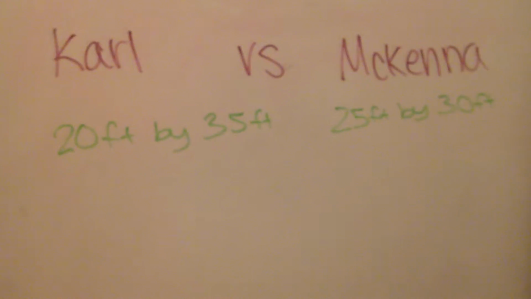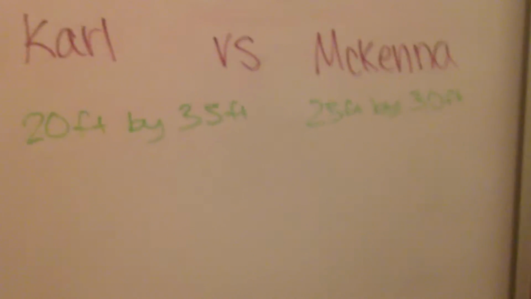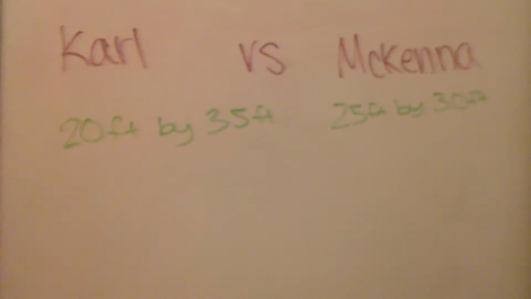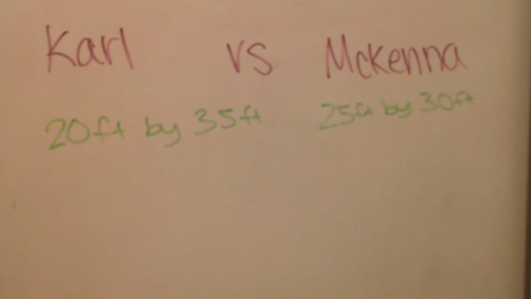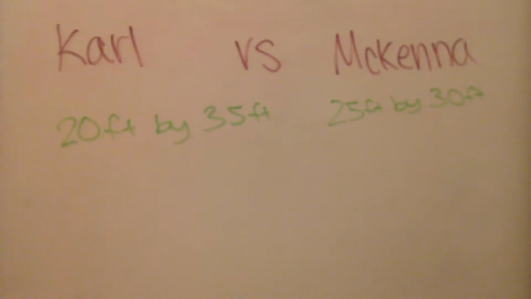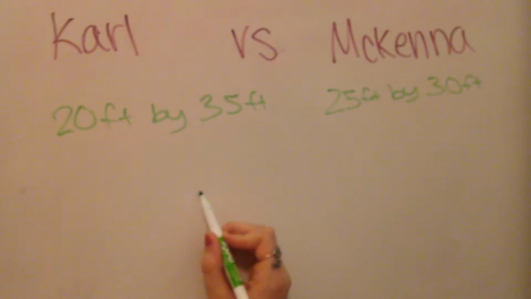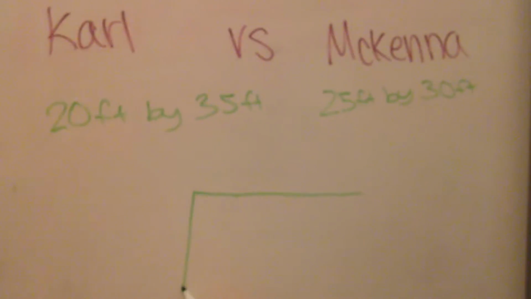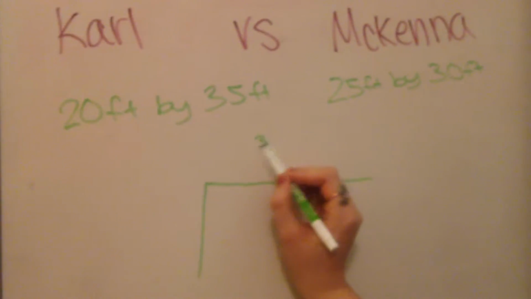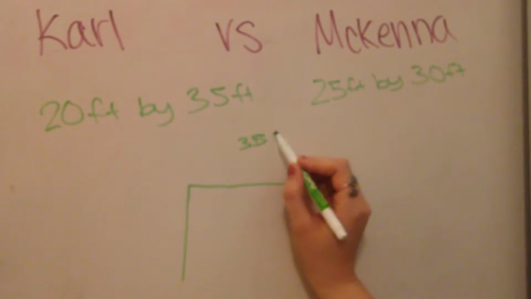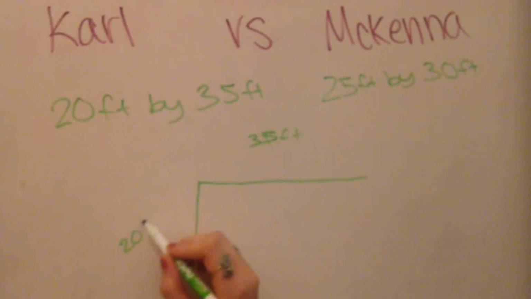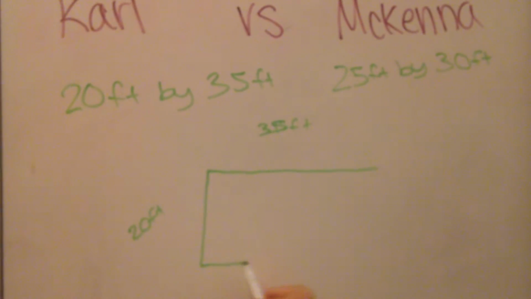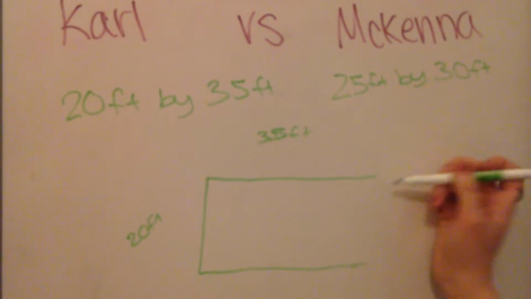I'm going to be drawing an area model to show the difference in their sizes. First I'm going to start with Karl's. I'm going to draw roughly 35 feet by 20 feet. This is Karl's lovely garden.